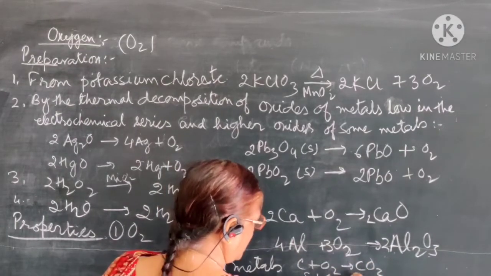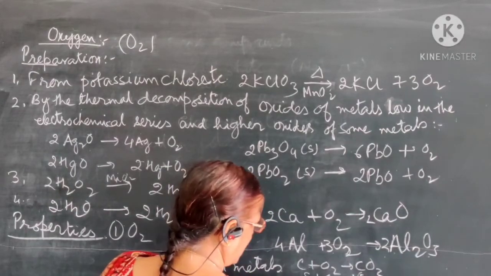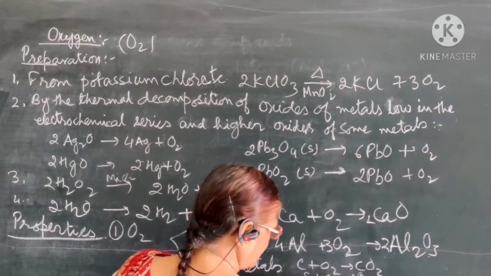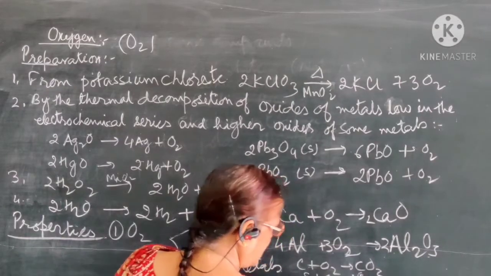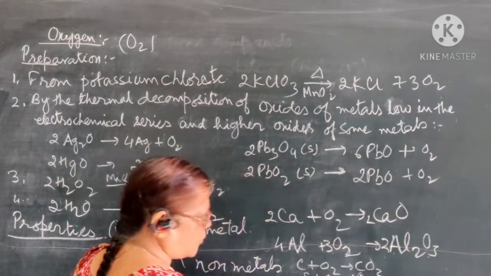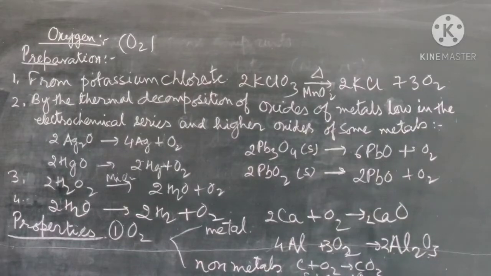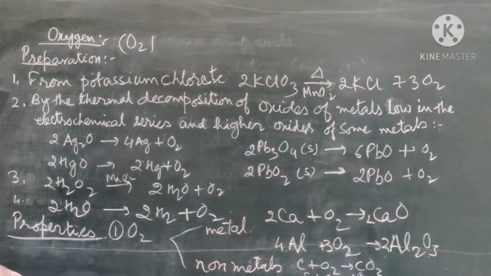Sulfur reacts with oxygen, burns in air, and forms sulfur dioxide. When phosphorus is burned in air, it forms phosphorus pentoxide, P2O5. Then you could put 4 here, 2 here, and write 5O2. So you can balance the reaction. Non-metals like carbon, sulfur and phosphorus, when burnt in oxygen, form their corresponding oxides. In this way there is the formation of non-metallic oxides, which are acidic in nature.